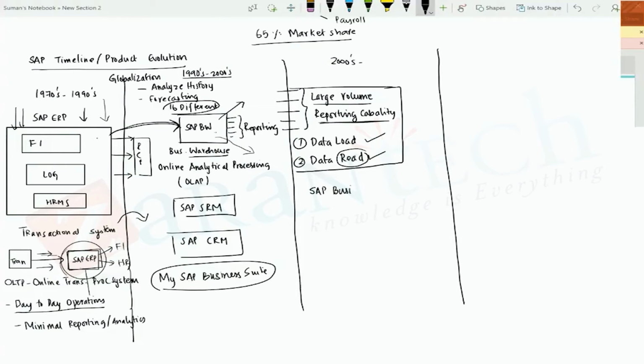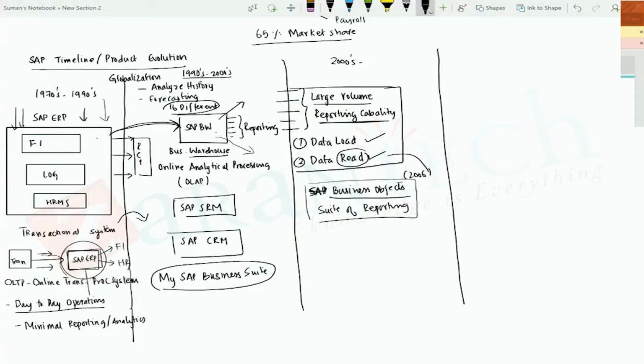SAP went and bought Business Objects. It's a France-based company. It was bought in, I think, 2006. SAP went and bought this company and integrated it. So this became SAP now. SAP's Business Objects has a suite of reporting tools now. So in the 2000s, one of the major things that happened in the SAP platform was buying this SAP Business Objects reporting tool. That was one big change.